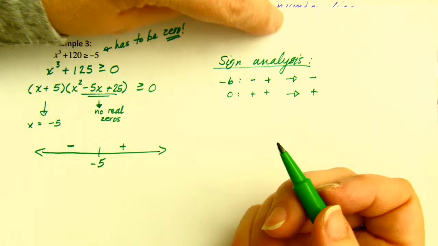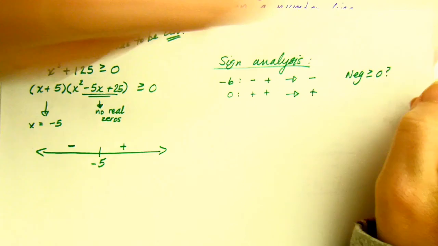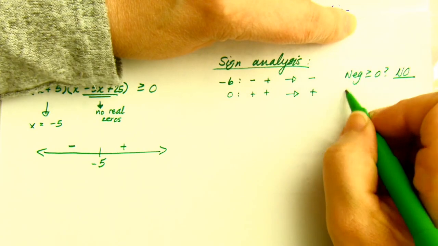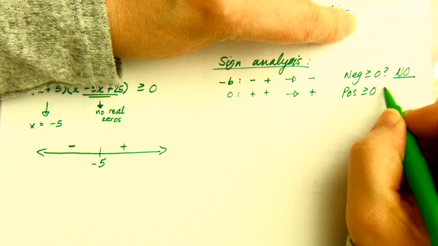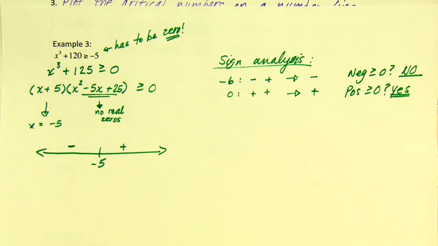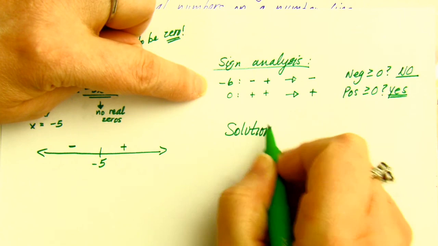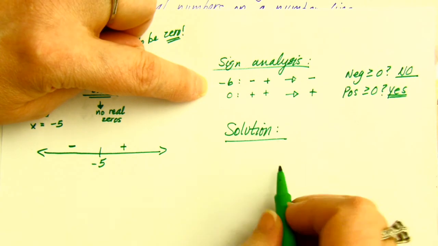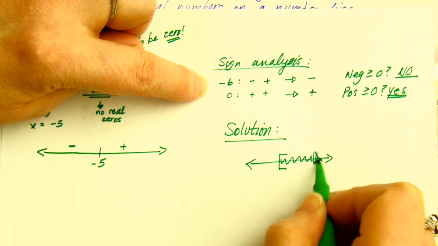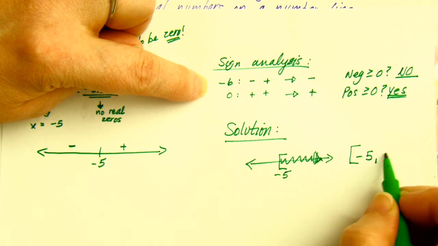So here I'm asking, is negative greater than or equal to 0? No. Is positive greater than or equal to 0? Yes. So in fact, we do see that only one side of this is going to give me a solution. So my solution, the graph, is a bracket on -5, shade to the right, to infinity. And my interval is bracket -5 to infinity.